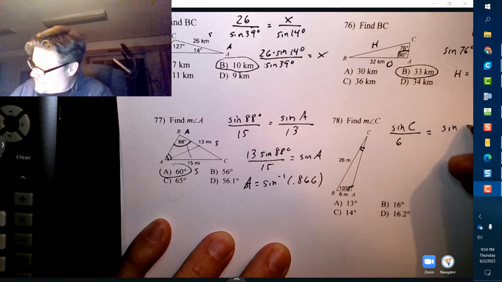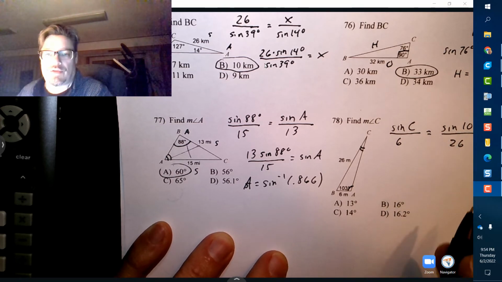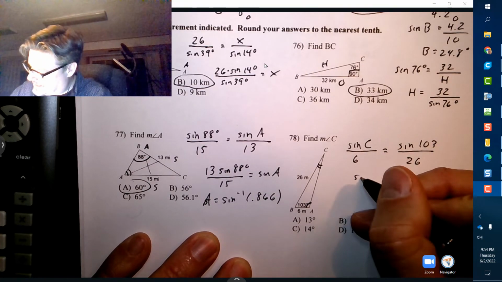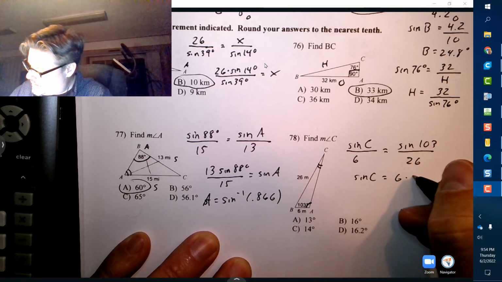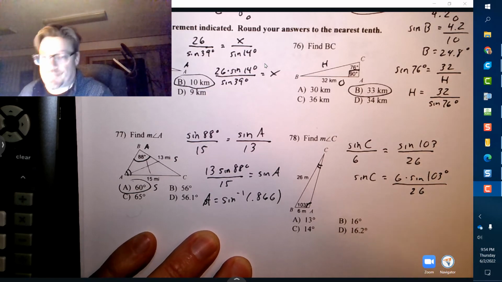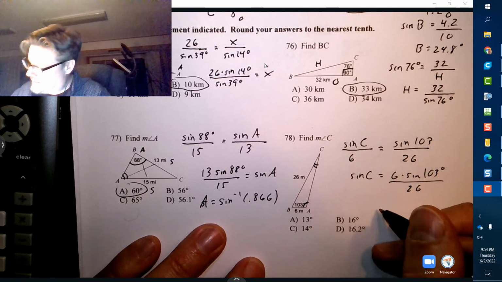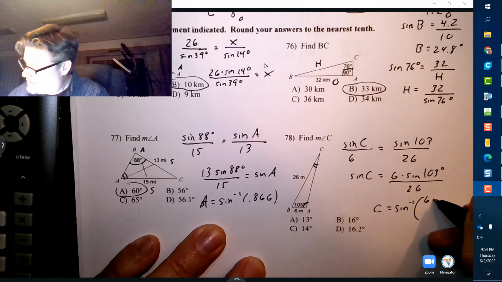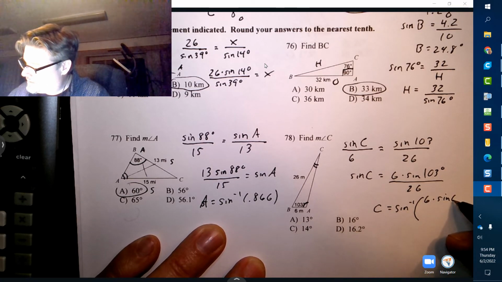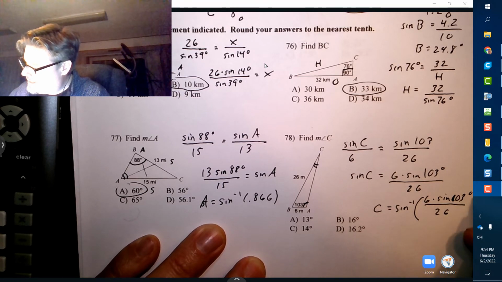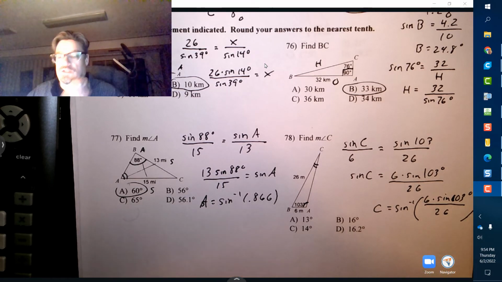So the sine of 103 over 26. Now you'll notice that if I'm going to multiply both sides by 6, and then I would take the inverse sine. I can write it like this, even if I wanted to, and dump the whole thing in the calculator as long as I type it in exactly as it should be.